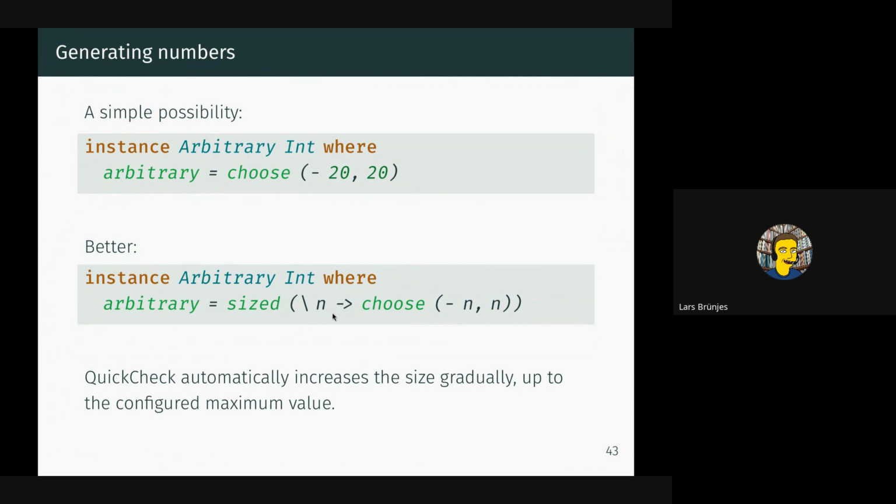So this says, okay, if you want to generate a random int with difficulty level n, pick one between -n and n. So if n starts at 0, there's only 0. The simplest int is 0. But when n gets larger, the generated random ints can potentially become larger and larger.